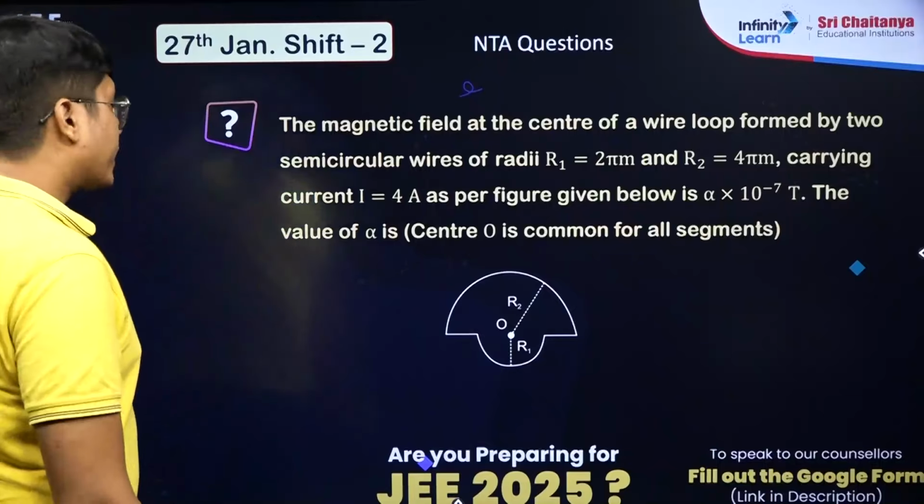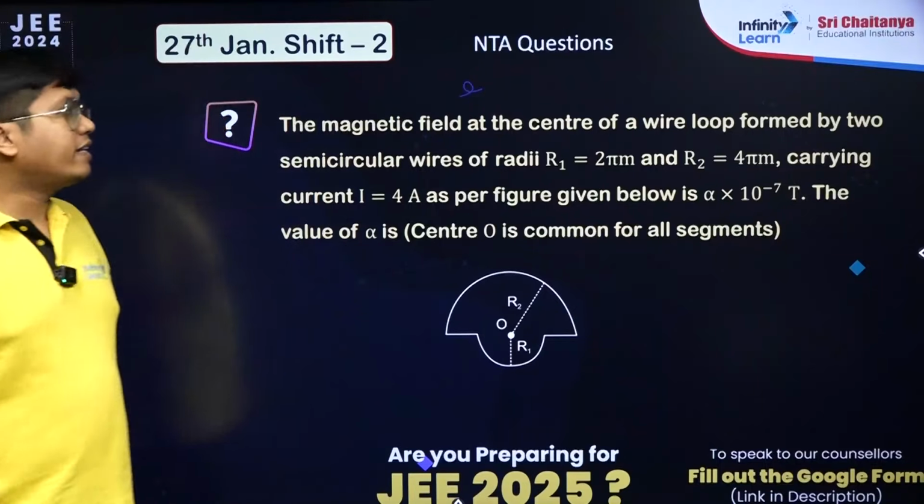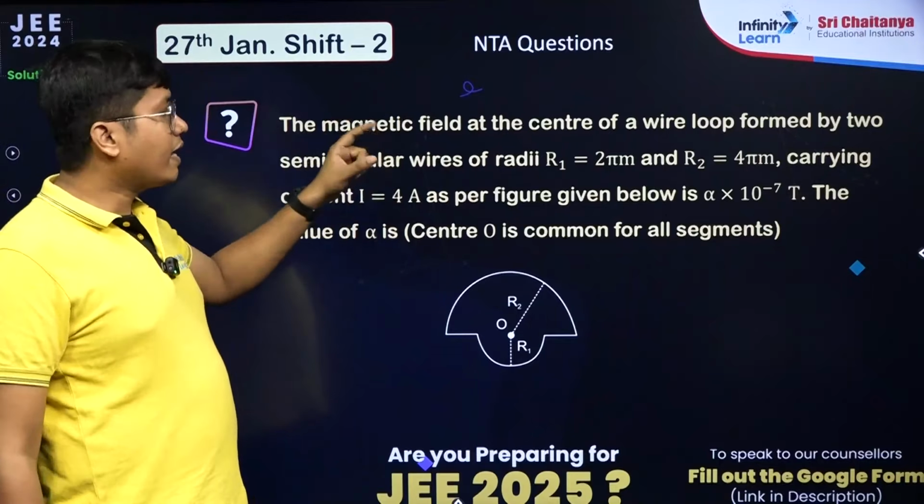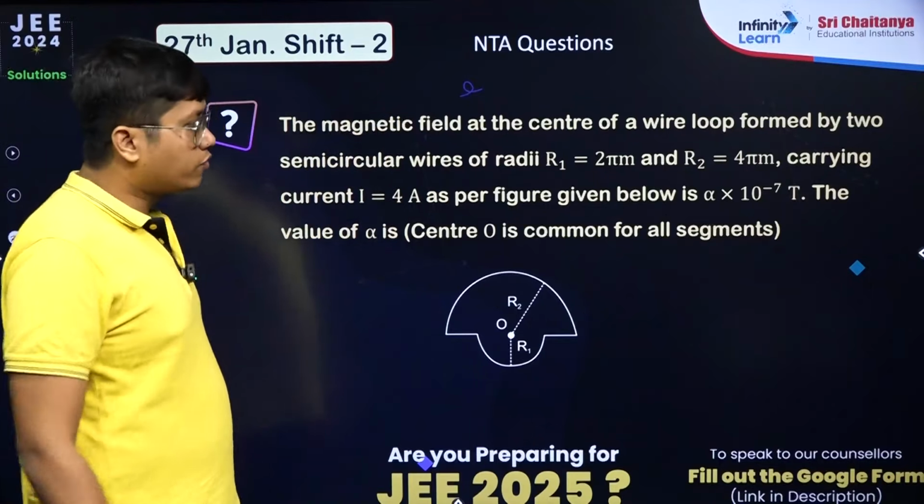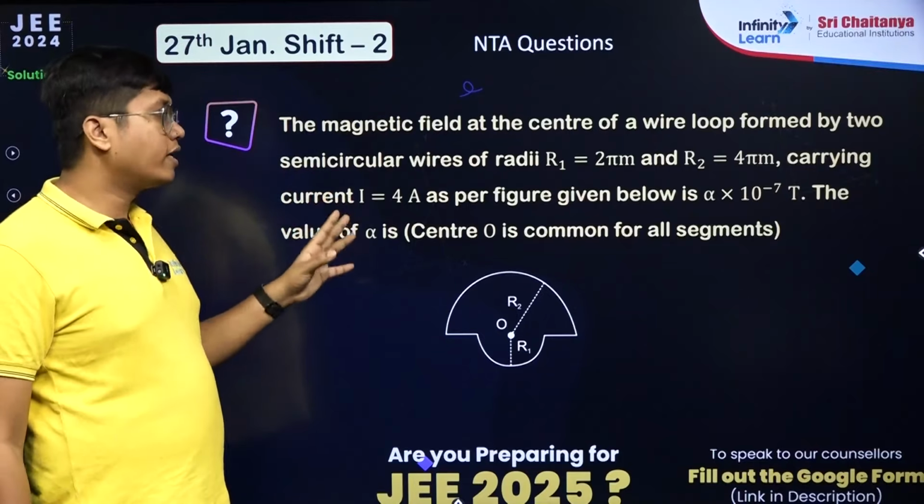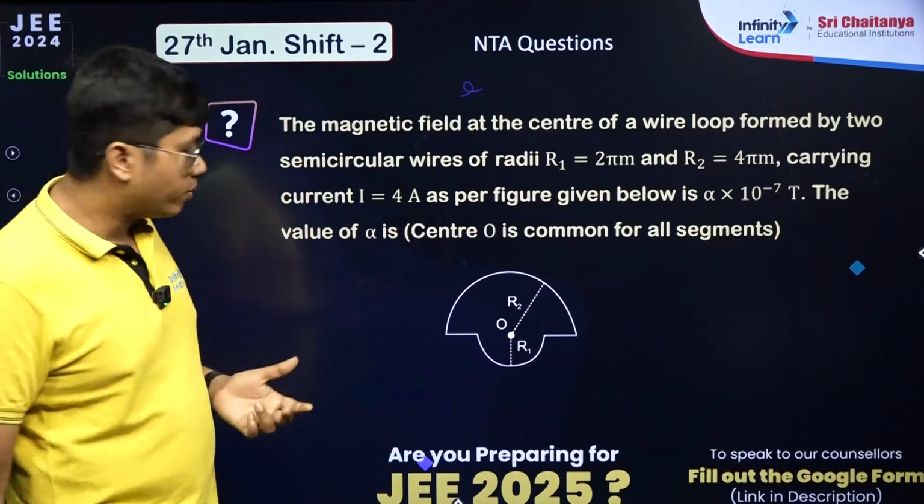Next we have some numerical answer type question. Let's try this one. It says magnetic field at the center of a wire loop formed by two semicircular wires, radii R1 is 2 pi meter and R2 is 4 pi meter, carrying currents 4 ampere as shown over here is alpha into 10 to the power minus 7. Then the value of alpha is how much?